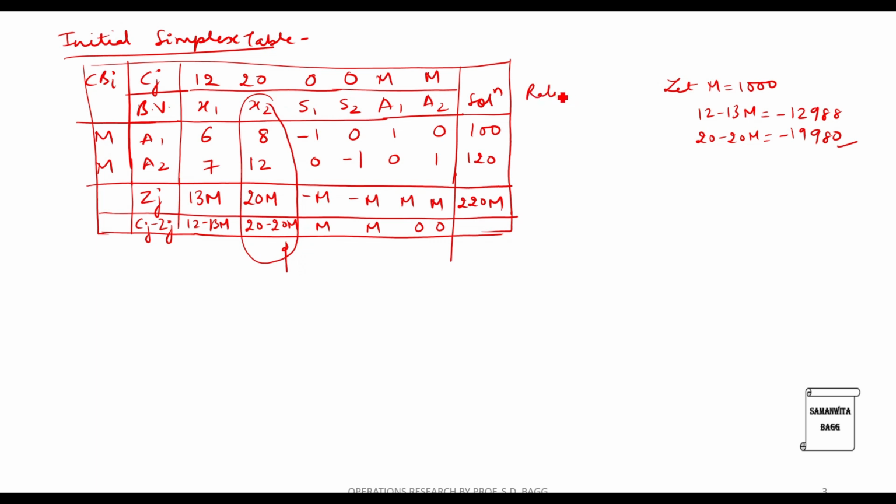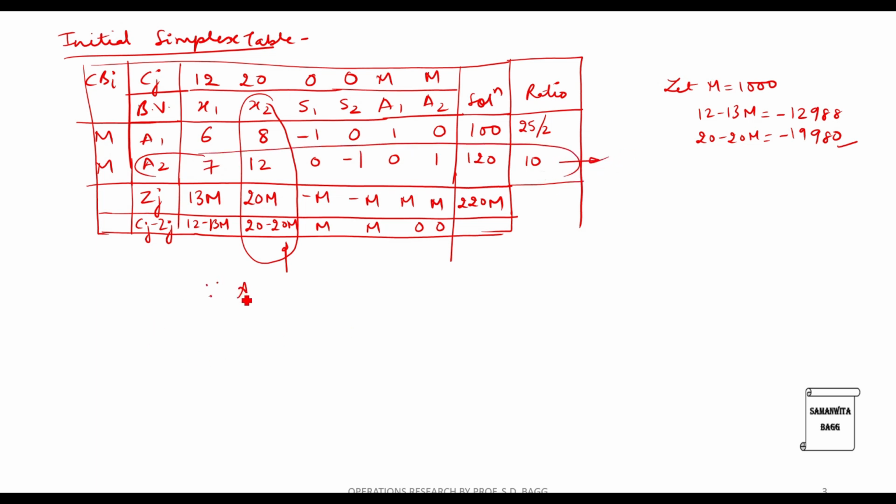I now need to find the ratio. So for finding the ratio, it is 100 by 8. So it is 25 by 2, and this is 120 by 12, that is 10. So amongst these two, this is the minimum one. So A2 is going to leave the solution.